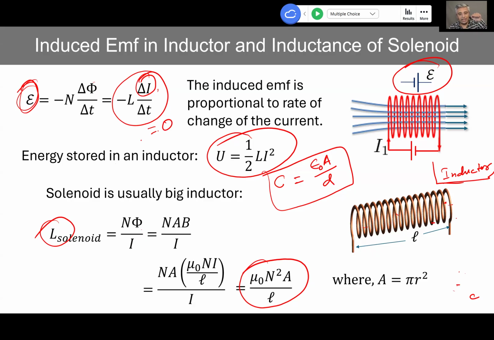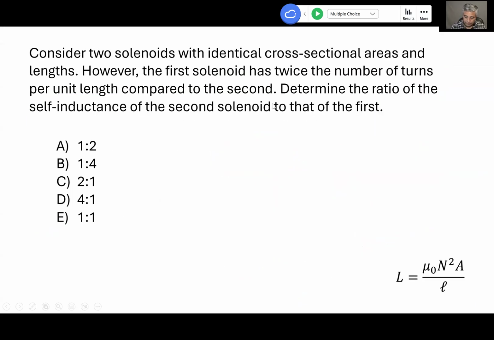So that means once the current becomes maximum and not changing anymore, let's say if you connect to a battery like this, then it acts like a wire now. Simple connecting wire. So it plays a role only when you are turning on current and turning off current. For most part, it acts like just a regular wire. That is the nice thing about it. So now I have a question for you.